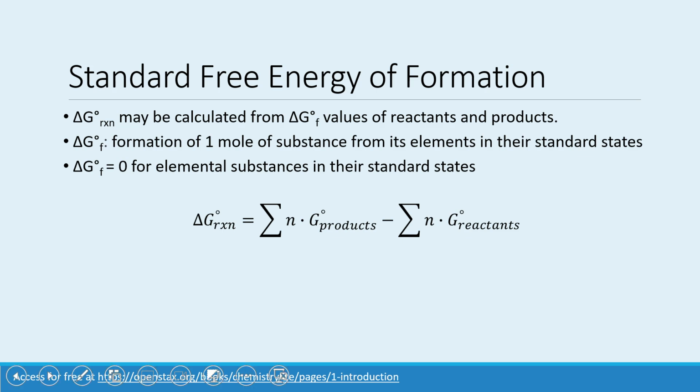Okay, and also keep in mind, just like for enthalpy back in the past, delta G formation will be 0 if you have elemental substances in their standard states. So if you can't find a delta G value in a table, or if it's not given to you on a test, chances are it's 0 because it is an elemental substance in its standard state.